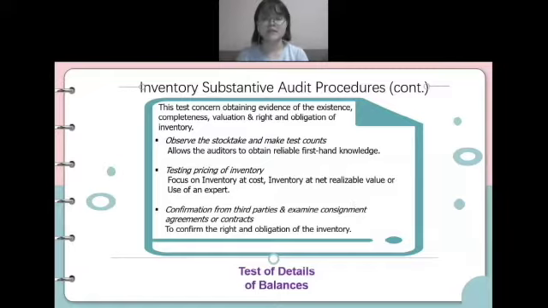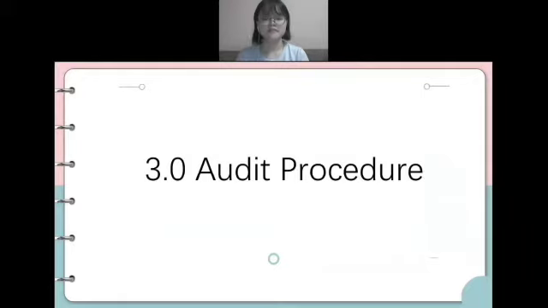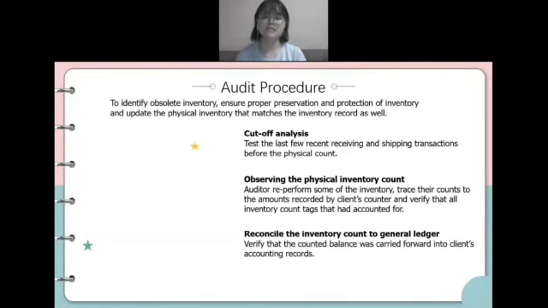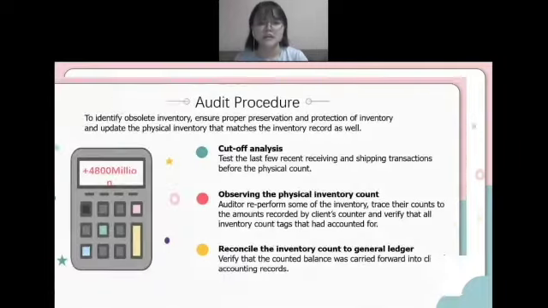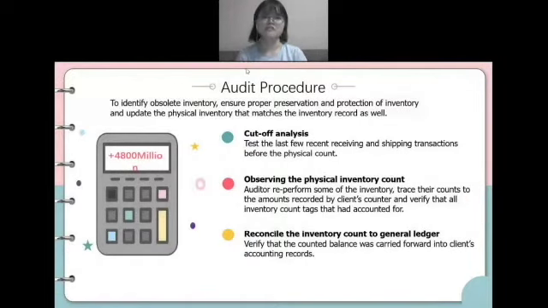Now I will explain about audit procedure. First is cut-off analysis. In this cut-off analysis, it is usually done to make sure that the accounting records are recorded in the correct period. For example, if the goods we are going to receive are next year in January, then we cannot record them in this year.